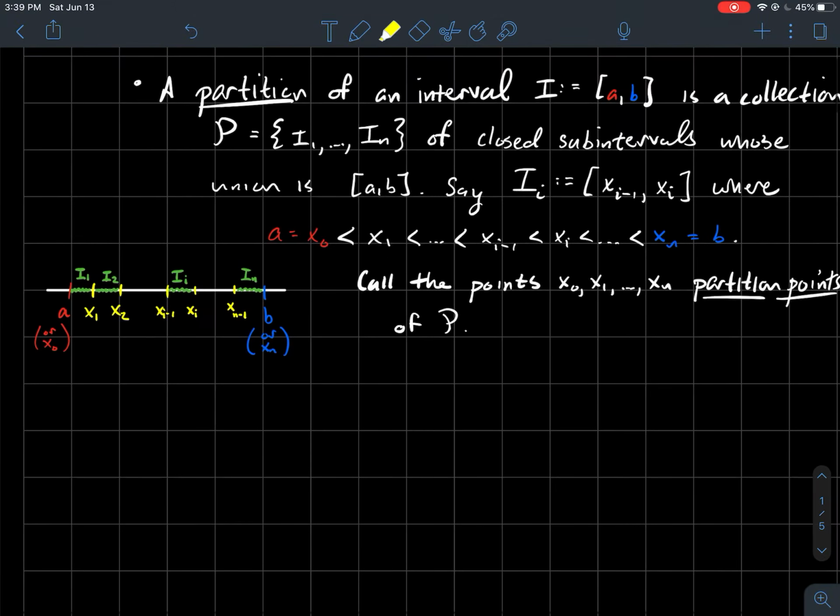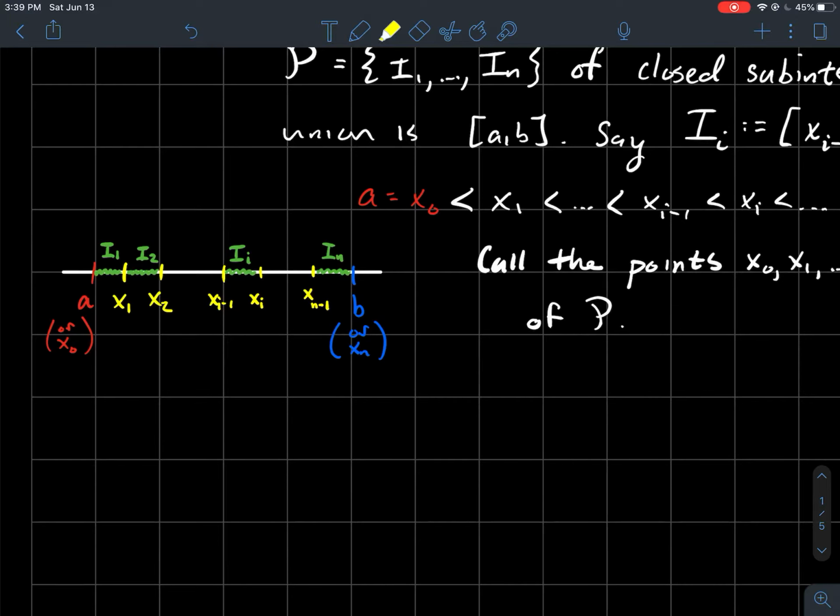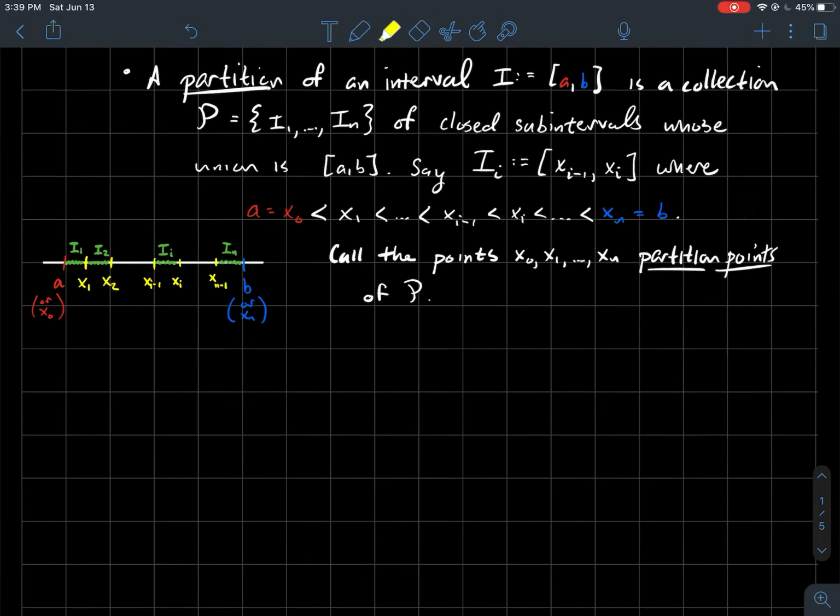So here's my picture. This first one is the interval I1, and then the next one from x1 to x2, I'll call that I2. There's no requirement that they have to be equal length or anything like that. Just chop this interval from A to B however you want, and then you've got a partition.